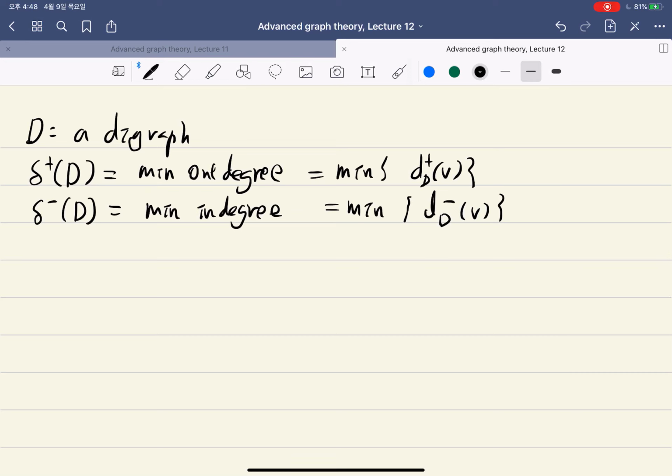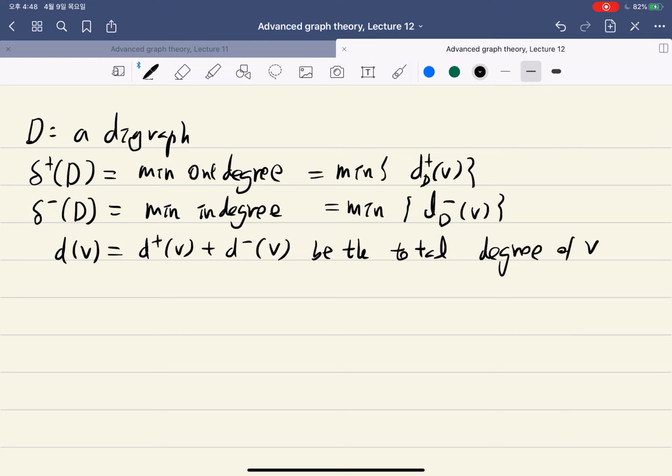And let's write d(v) as the total degree of v. So for v, we add all the out-degree and in-degree, then let's call it this way. So this provides all the concepts to indicate the degree of v.